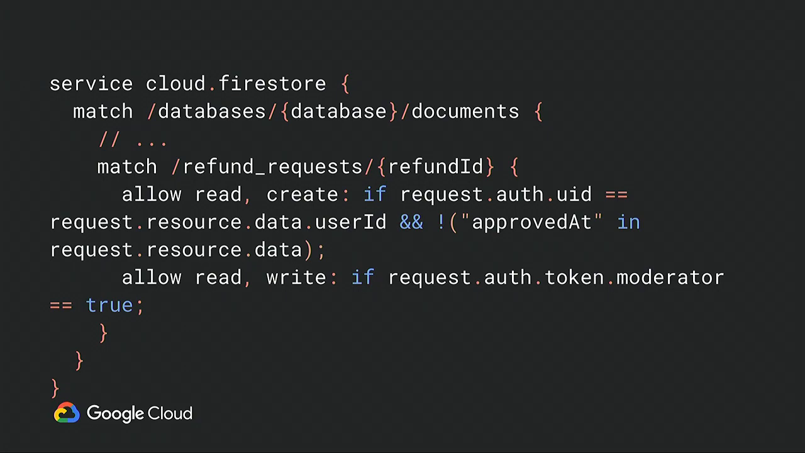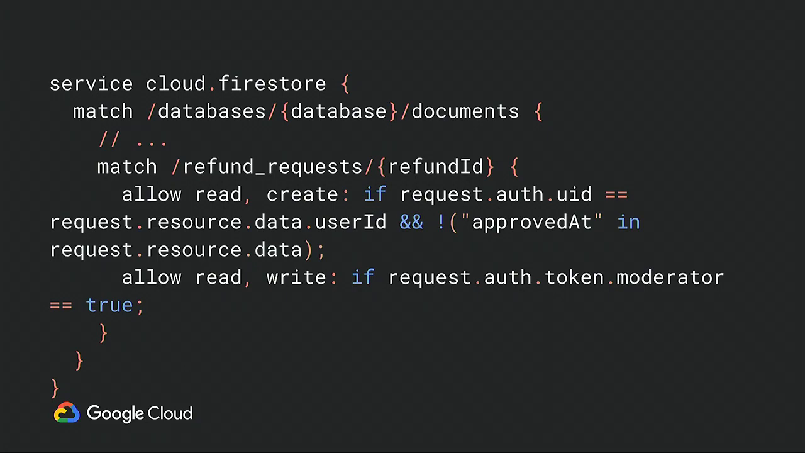So what we're allowing here is allow read and create. If the user is logged in and they're the one trying to create the refund, and they're not including approved at, so approved at is not in the request.resource.data, they can read and create. So they can't approve themselves. So this rule prevents that.